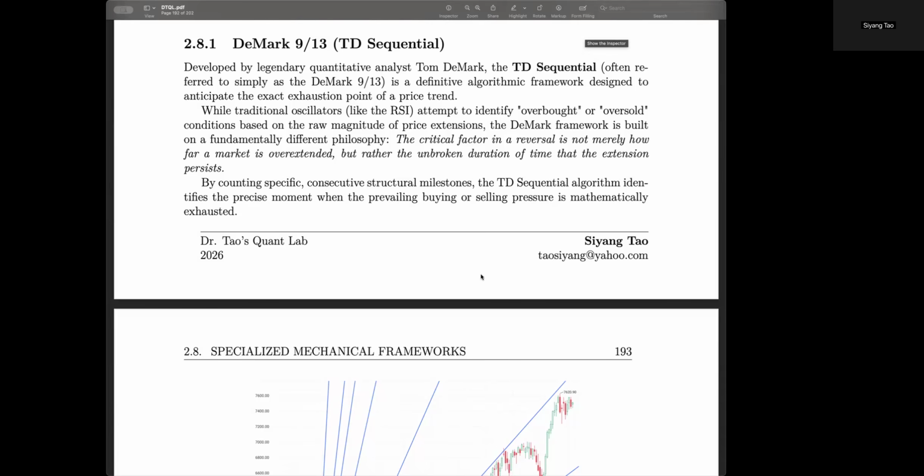Today, we master the DeMark Sequential, developed by Tom DeMark, commonly known as the TD Sequential or the Nine-Thirteen count. This algorithm solves a massive problem in quantitative finance. Traditional oscillators like the RSI tell you if a market is overbought or oversold. But in a strong macro trend, an asset can stay overbought for months. DeMark realized that the critical variable is not the condition itself, but the duration for which that condition persists.